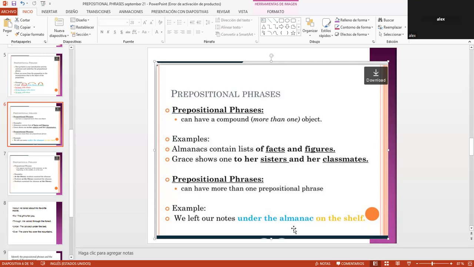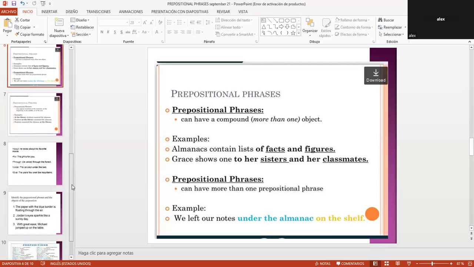Okay, here again, two prepositional phrases. I was talking about this. We left our notes under the almanac on the shelf. So one prepositional phrase, how do I know that? Because I have the preposition under and I have the noun almanac. And here I have in yellow another prepositional phrase, which is on, the preposition, and shelf, which is the noun. Okay.